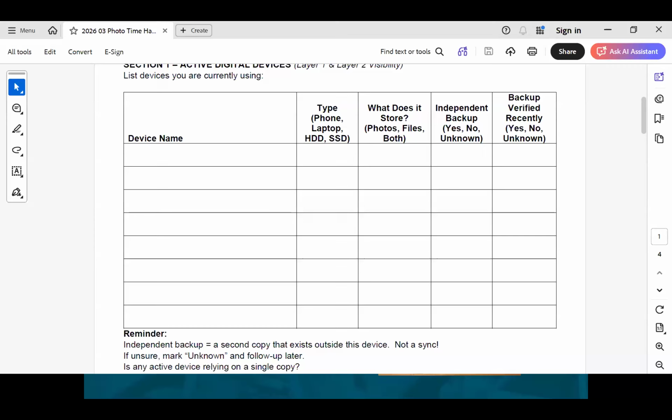All right, so we took a few minutes to start filling out this section of the handout with some of the different devices as well as what they were. And again, thinking even beyond photos, even though I know it's photo time, our computers store all sorts of files. And if you don't know if something has a good backup, that's okay. Just mark unknown. All we're doing right now is trying to identify what we know at this moment.